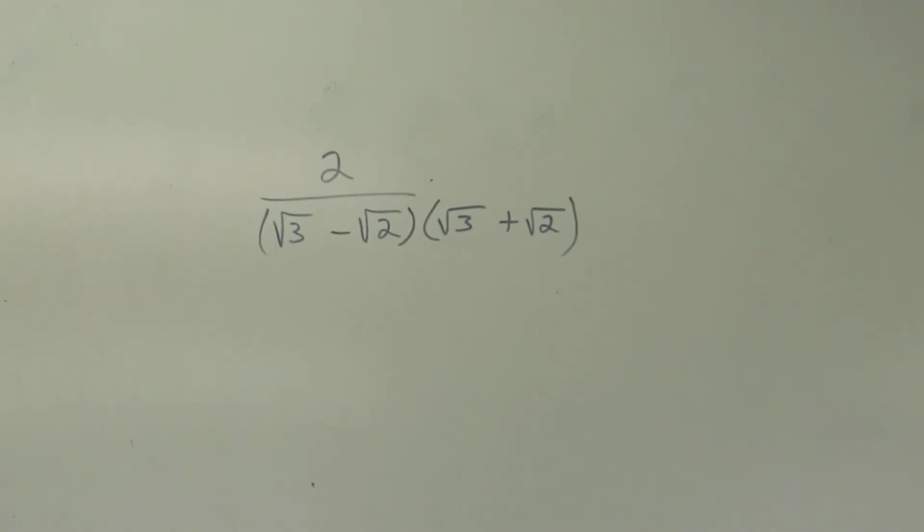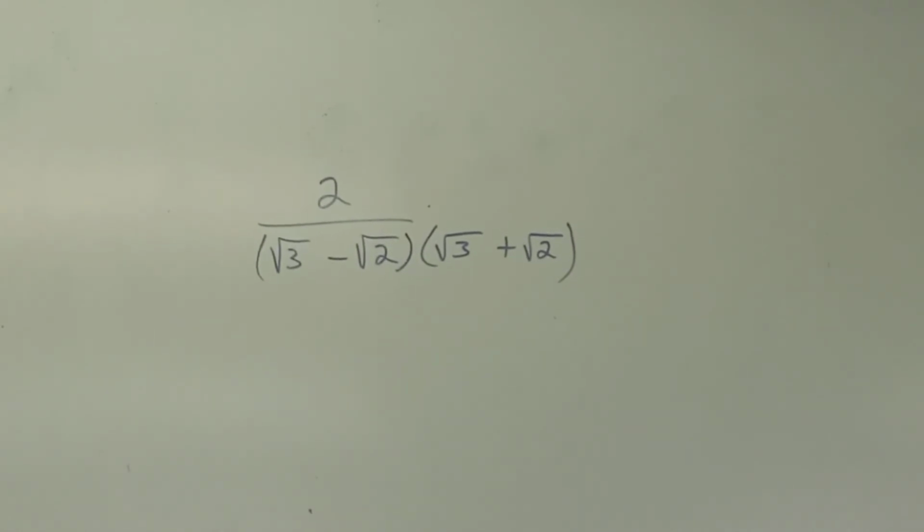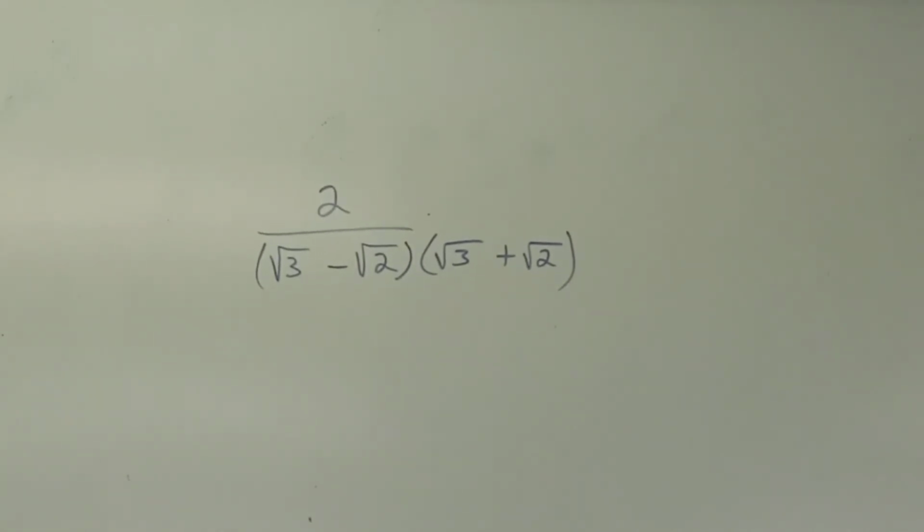Because when I multiply it out, what's going to happen to all the irrational roots? They'll become rational. They will? All those roots are going to go away. They will. It's like magic.